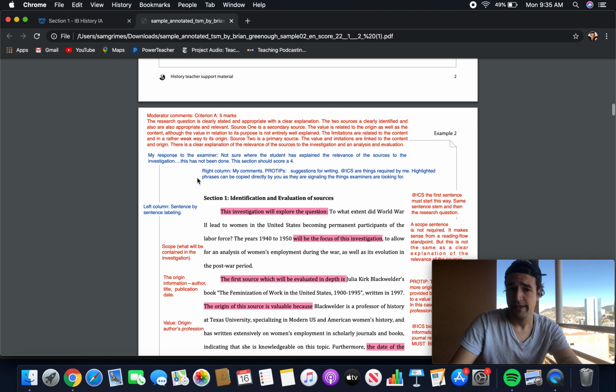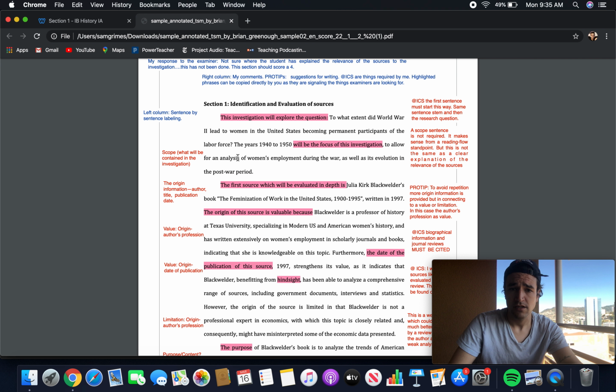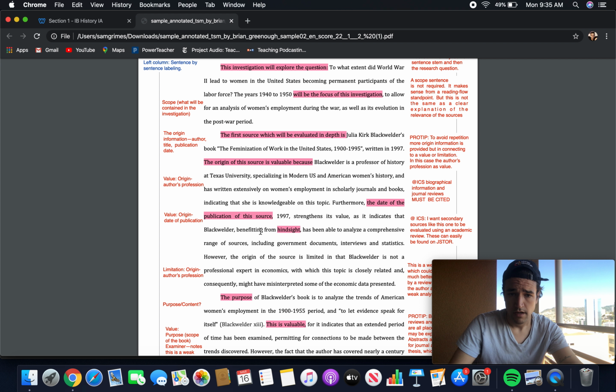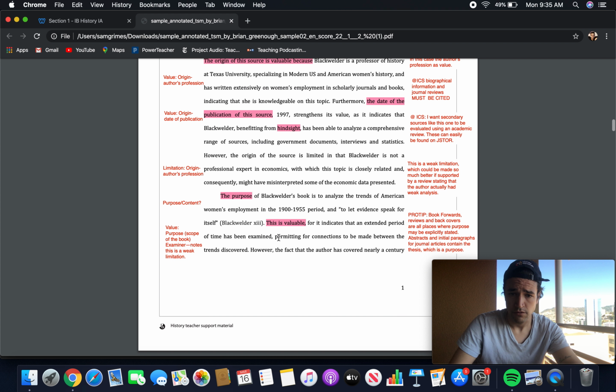In section 1, this person got 5 out of 6 marks, okay? So I want you to take a look here for section 1. You can see highlighted the explicit use of origin, purpose, value right here, purpose, value.